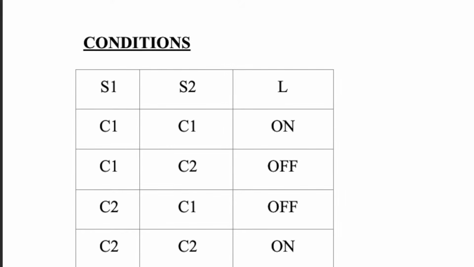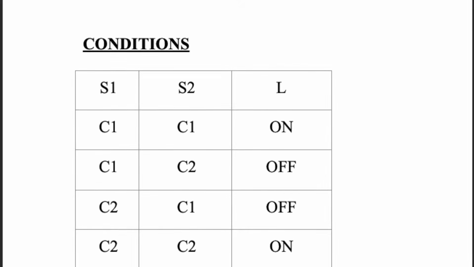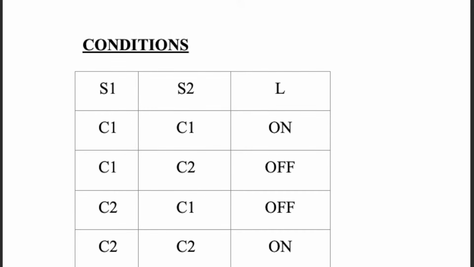Now to turn off the lamp, the condition is S1 should be kept in position C1 and S2 should be in position C2. Also, if S1 is in position C2, then S2 should be in position C1. These two are the logic which I have decided to keep the lamp turned off. Now we'll see how the wiring can be done to implement this particular logic.